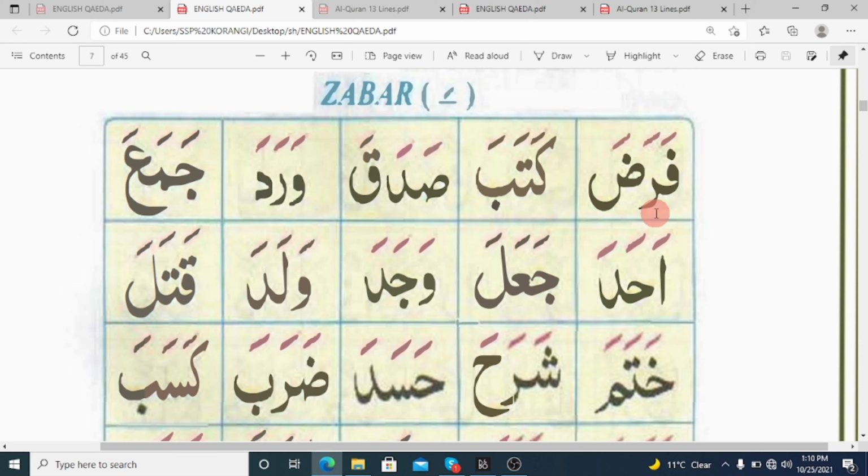So in last class we have learned how to read Fatha and how it sounds. Now in this class we are going to learn how to make words using Fatha. So first of all you have to follow me.